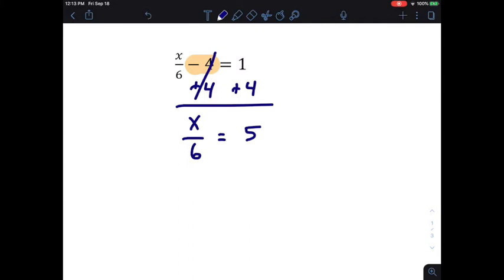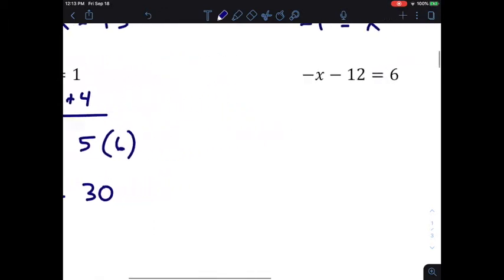Since I see division, I'm going to multiply. By multiplying here, I'm going to cancel the 6's. So I have x is equal to 30. Okay, let's keep going.